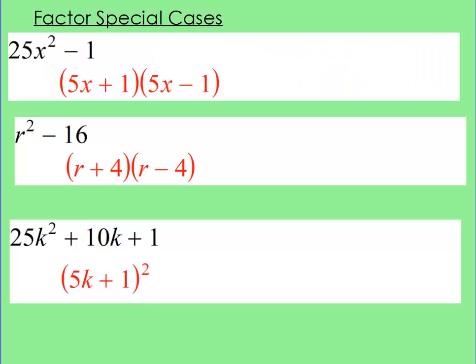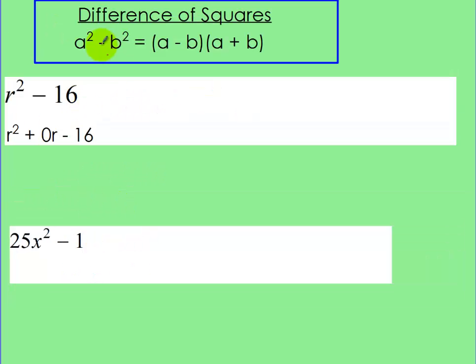Alright, so special cases, and you might have come across these already. These are some special cases and what they actually factor out to. Well, how do you do those? The first one, the official name for this is called the difference of squares. And the formula is a squared minus b squared equals a minus b times a plus b. So r squared minus 16 would be one of those cases.